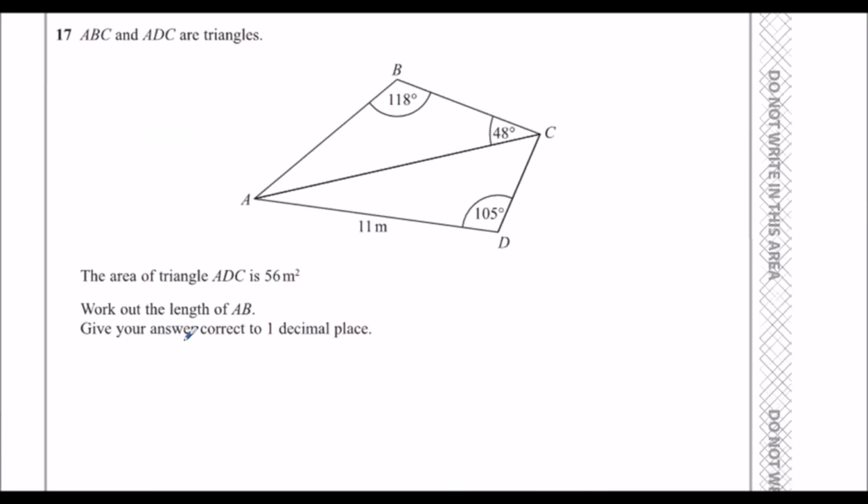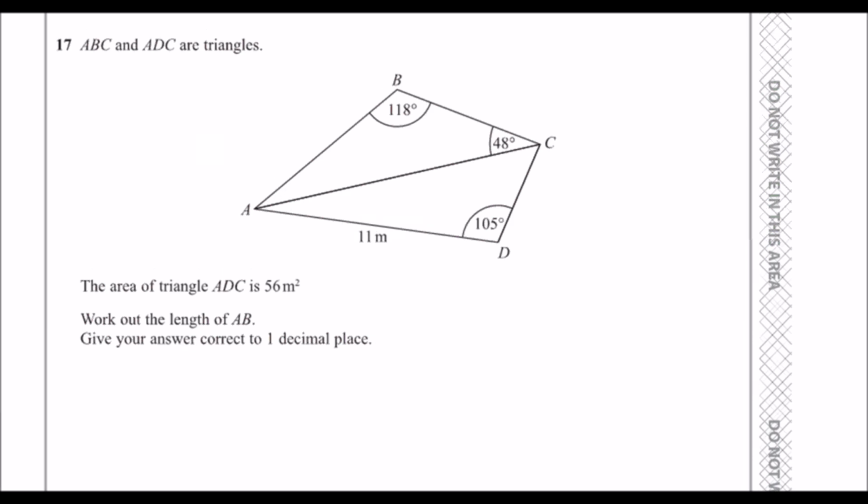Question 17. ABC and ADC are triangles. They're shown in the diagram. The area of triangle ADC, that's the bottom one, is 56 meters squared. So the bottom triangle is an area of 56 meters squared. Work out the length of AB. So A to B is in the top triangle. Give your answer correct to 1 decimal place.